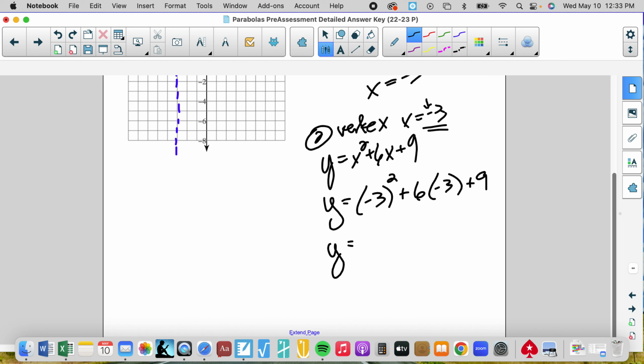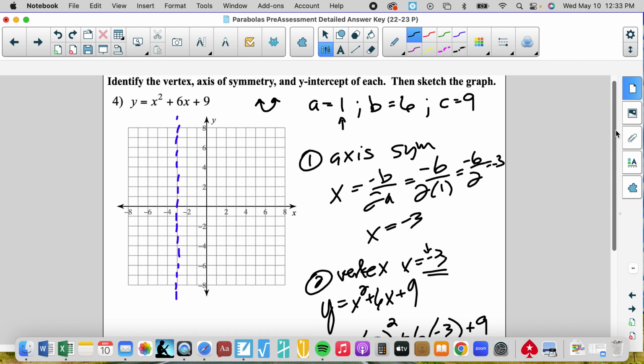This time we are going to square negative 3. We get negative 3 times negative 3, which is positive 9. Minus 18 plus 9. 9 minus 18 is negative 9, plus 9 is 0. So when I plugged in negative 3, I got 0. Negative 3, 0. That vertex, again, I know it's going to be a U shape, actually lies on the x-axis. So this would be considered an x-intercept.